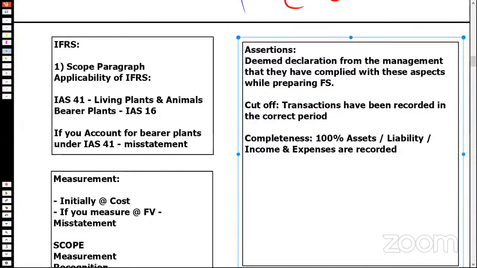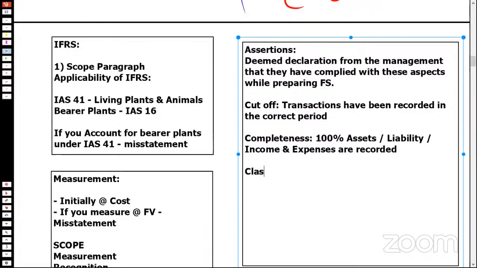So when we talk about the concept of completeness, what exactly do you mean by completeness? Completeness is when we say that 100% of, I repeat, 100% of all assets, all income, all expenses, all liabilities have been recorded. That is going to be considered as completeness.